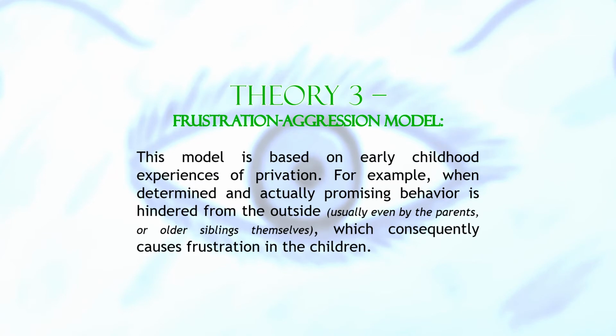Theory 3. Frustration-aggression model. This model is based on early childhood experiences of privation. For example, when determined and actually promising behavior is hindered from the outside, usually even by parents or older siblings themselves, which consequently causes frustration in the children.